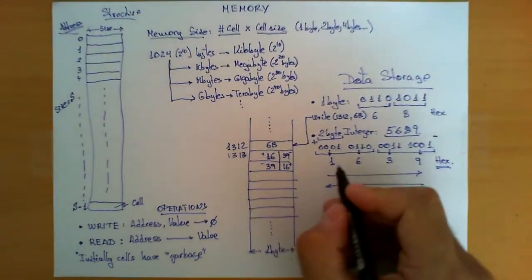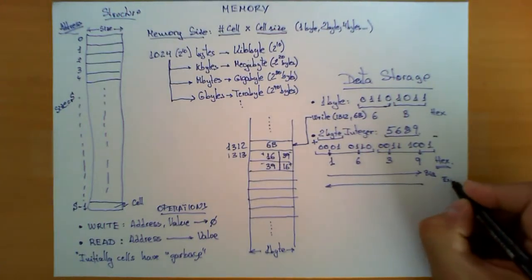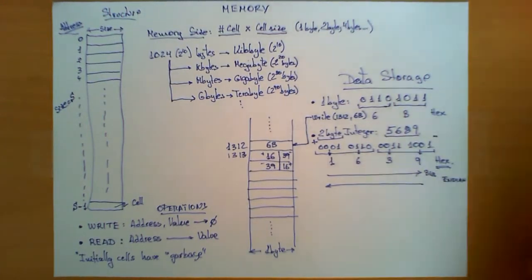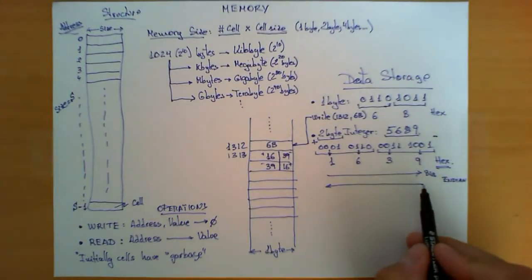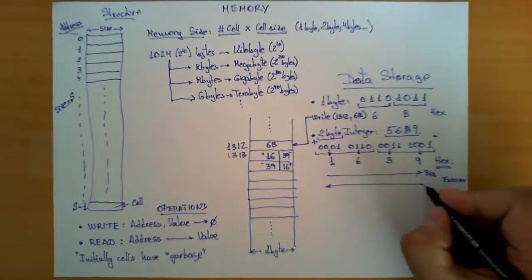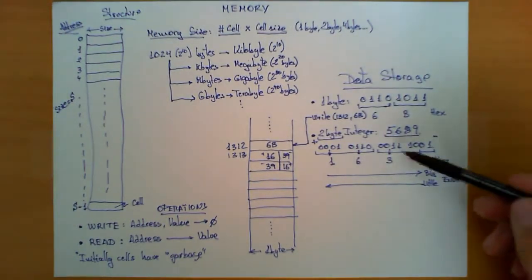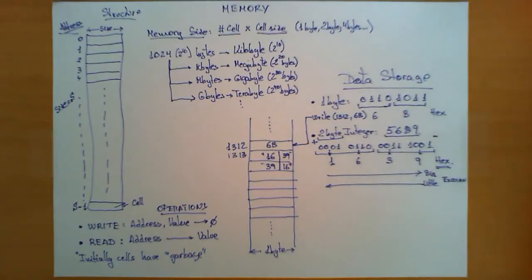When we store first the most significant byte, we call this notation, or this policy, big endian. When we store starting from the least significant byte, like 39 first and 16 later, we call this little endian. And the trick to remember this is that big or little endian is always referring to the first byte that is being stored. If it is the most significant one, then it's big endian. If it is the least significant byte, then it's little endian.